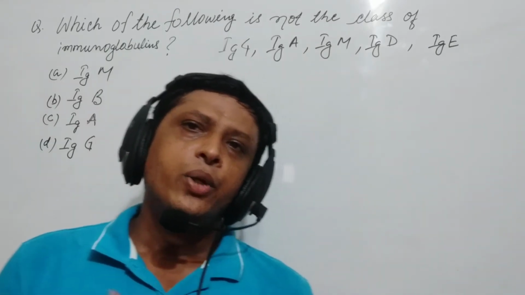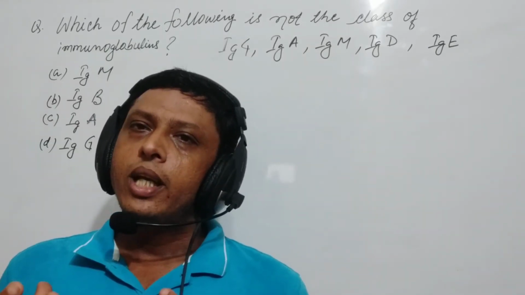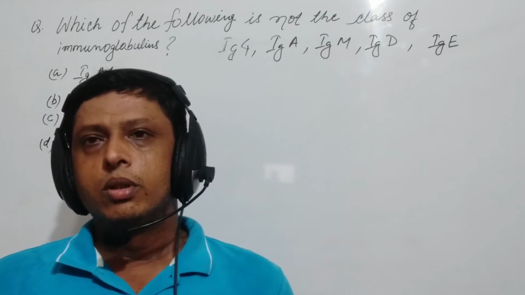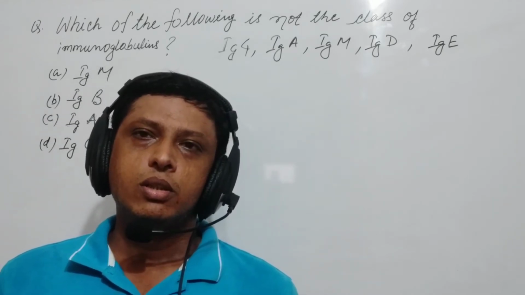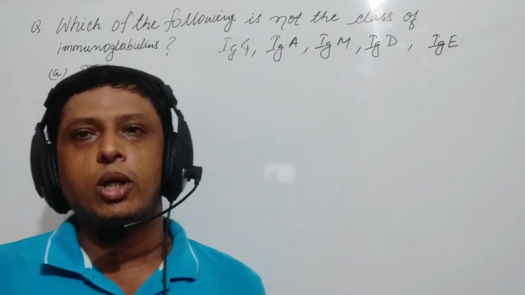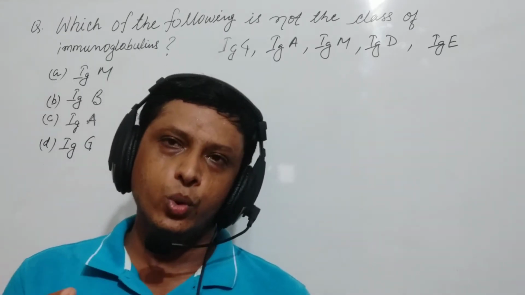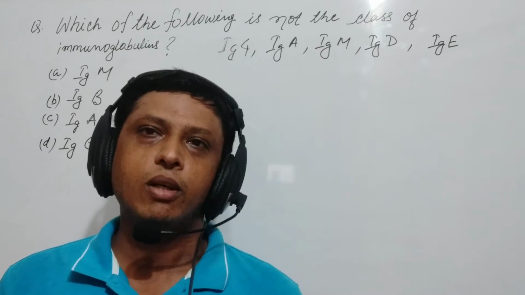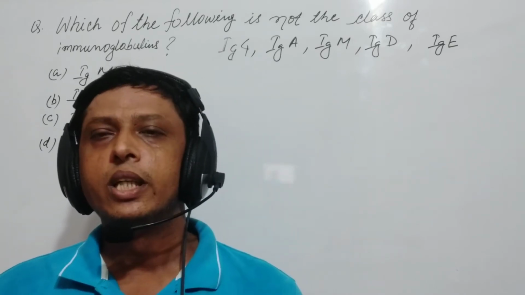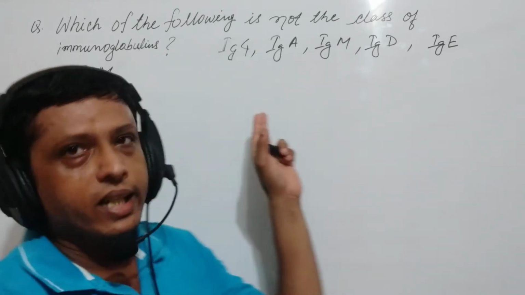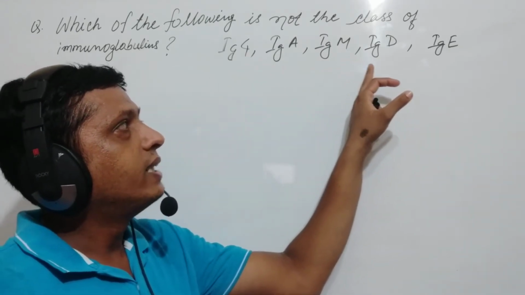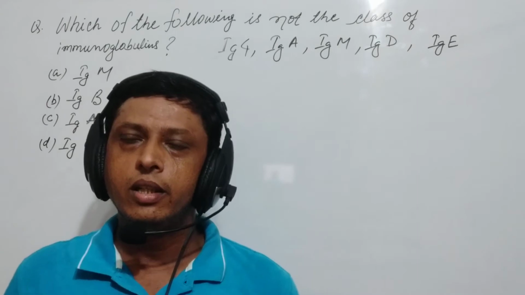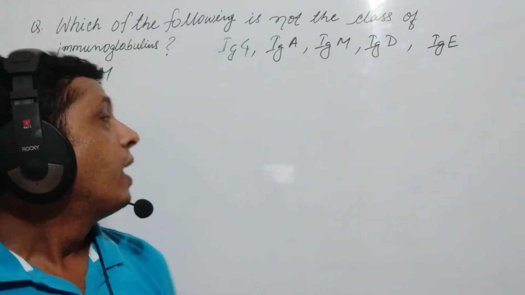You might be thinking why I'm here with you with a very simple, neat question, which is based on your memory. Anybody can solve this question if he or she knows that there are 5 different classes of immunoglobulins, which I have already written here: IgG, IgA, IgM, IgD and IgE.